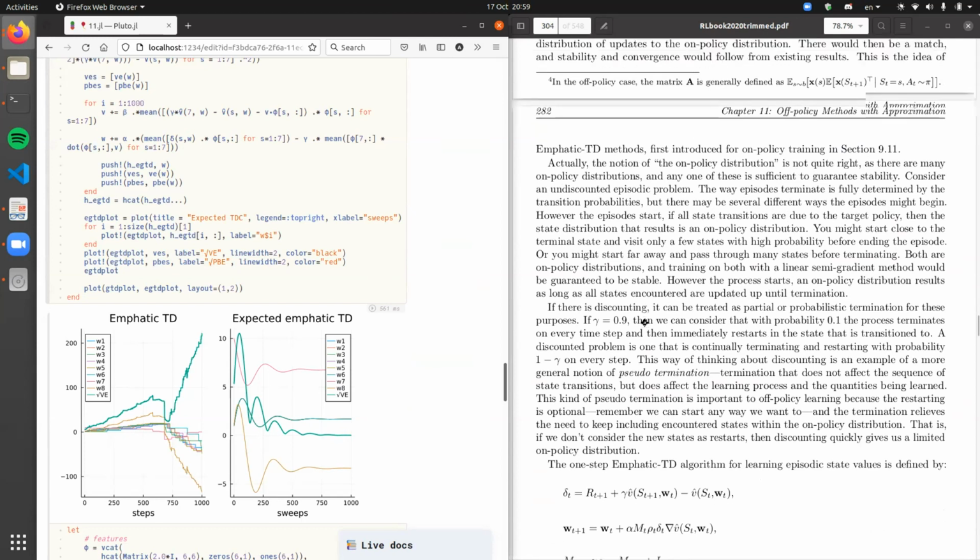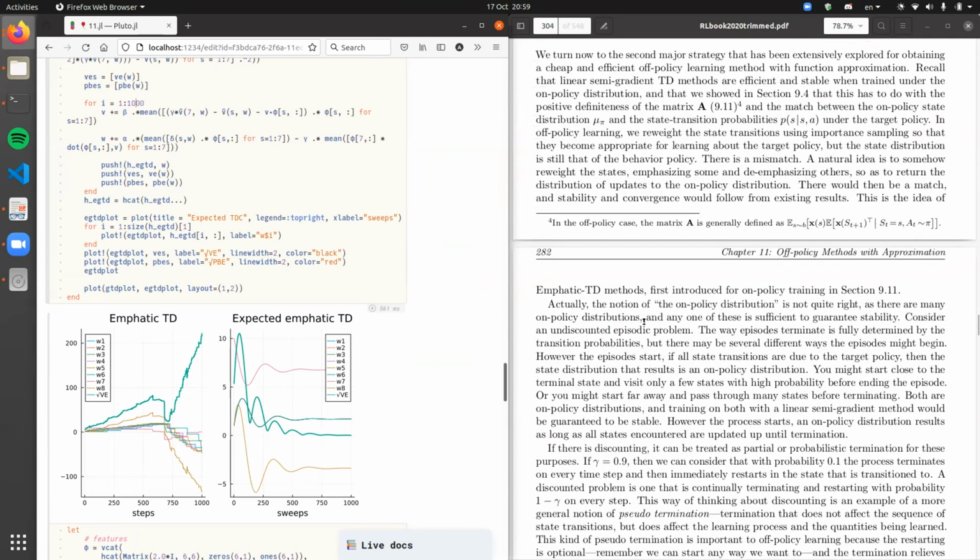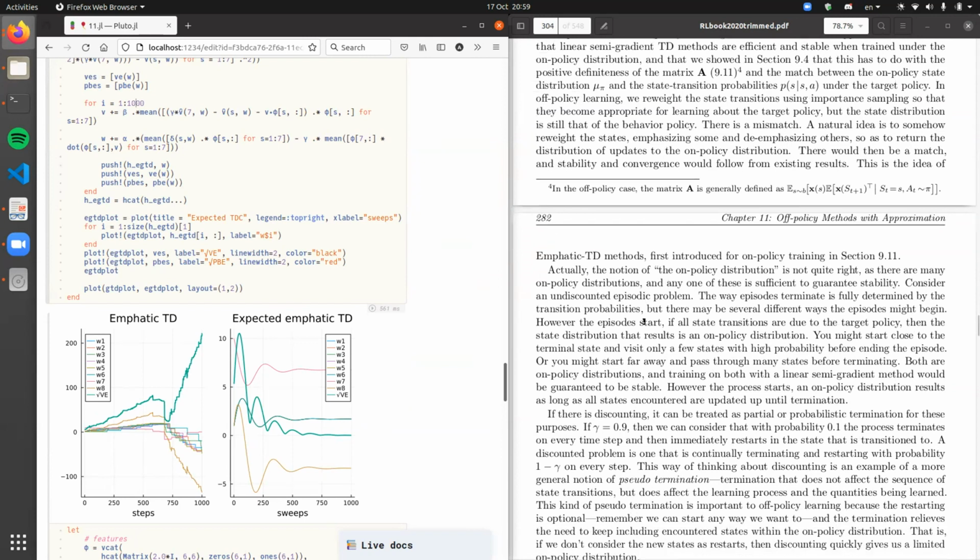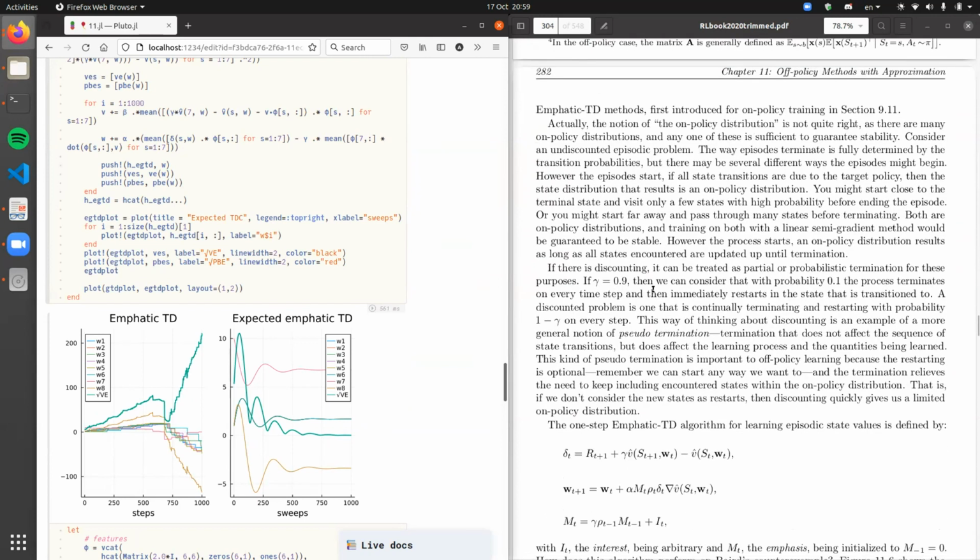And the intuition behind this method, you can see this explanation in terms of pseudo-termination. For example, having a decay rate of 0.9, you can think of it as a process equivalent. So it is equivalent to having a process that terminates with probability 0.1 at each time step.